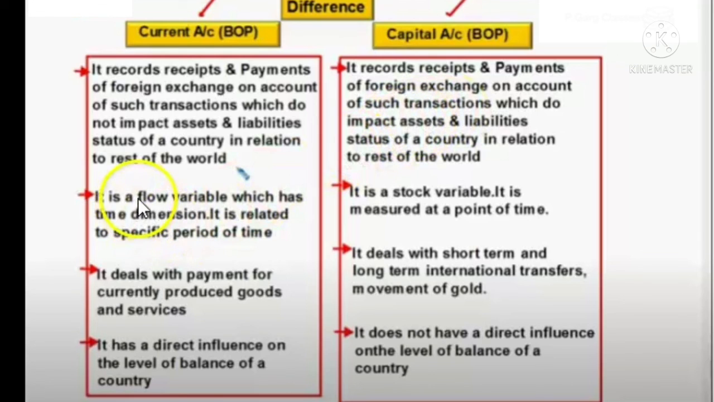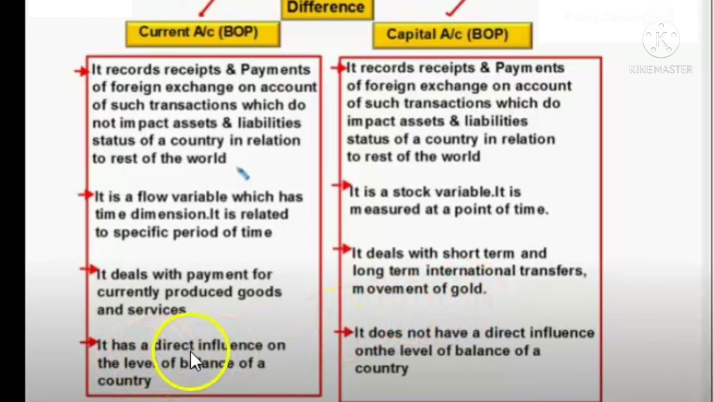So the current account is a flow variable which has a time dimension, so it is related to a specific period of time. The capital account is a stock variable, measured at a point of time. The current account deals with payment for currently produced goods and services. Both transactions are entered, so the credit as well as the debit side have been adjusted and recorded. The capital account deals with short term and long term international transfers, movement of gold, etc.